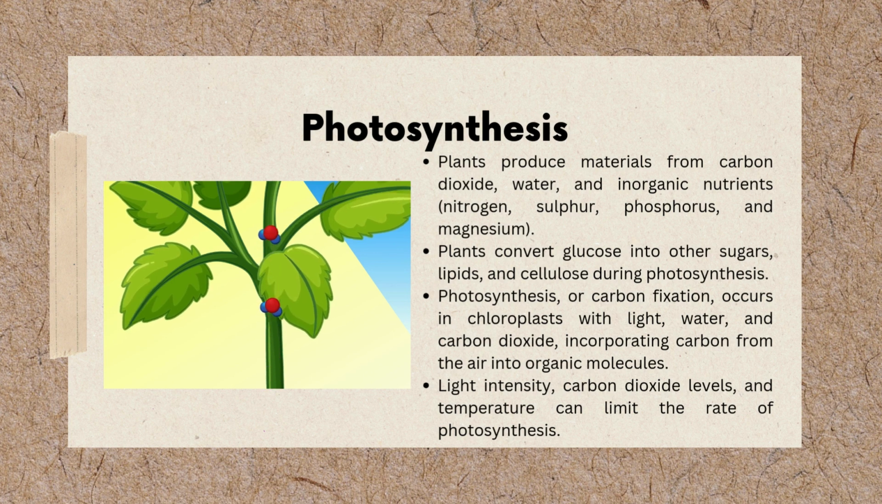When provided with light, water, and carbon dioxide, plants synthesize glucose in chloroplasts through photosynthesis, also known as carbon fixation, as carbon atoms from the air are incorporated into organic molecules. Various factors such as light intensity, carbon dioxide levels, and temperature can limit the rate of photosynthesis.